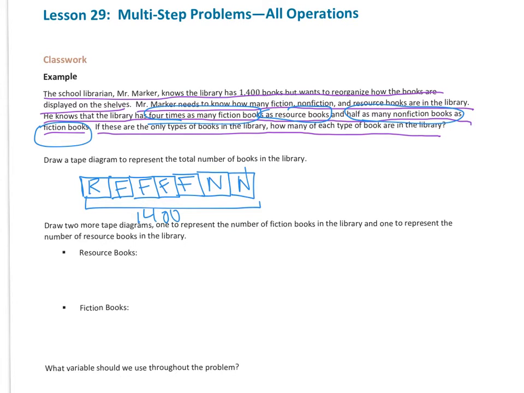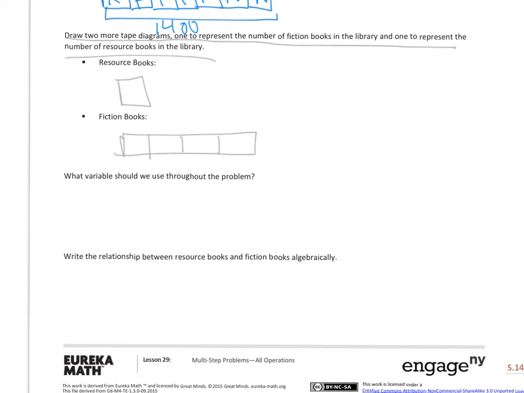So now we're going to draw 2 more tape diagrams, one to represent the number of fiction books and one to represent the number of resource books. Well, I'm going to kind of rip off the idea I had before. So for fiction books, I'm going to give it 4 chunks. And then for resource books, boom, little one. So what variable should we use throughout the problem? I'm going to say B for books.